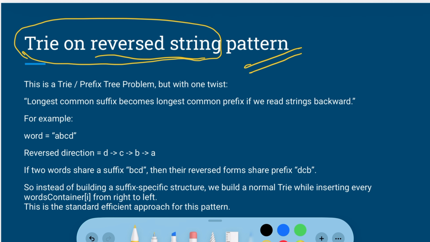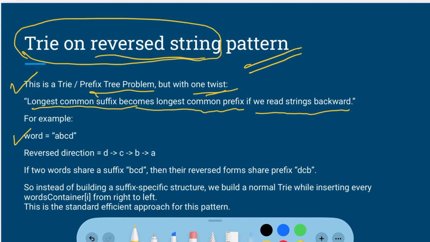It is very important to understand before going with anything, right? This is a trie and a prefix problem, we can also say, but we have only one twist here, right? The longest common suffix becomes the longest common prefix if we read the string backward. For example, if we take the word ABCD and reverse the direction, it becomes DCBA, correct? So if two words share the suffix BCD, then their reversed forms share the prefix DCB, right? So instead of building a suffix-specific structure, we build a normal trie, inserting everything from right to left. This is the standard efficient approach to solve this problem.